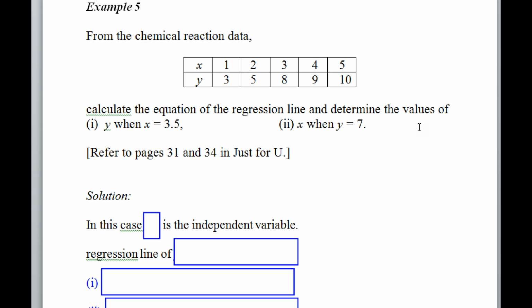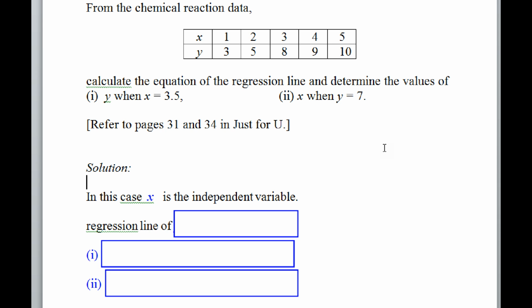This context is assuming it has been explained what is x and y, and you are able to tell me that x is the independent variable, because x is the time. So, in this case, x is the independent variable. Alright? And the regression line, we will do y on x. Now we are about to learn how to use the GC.